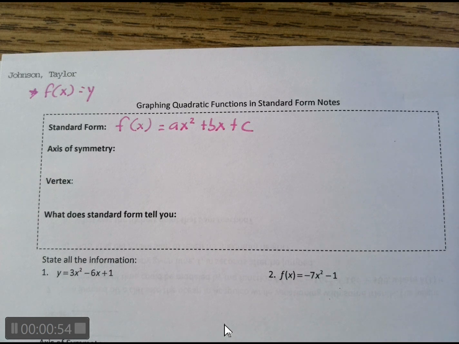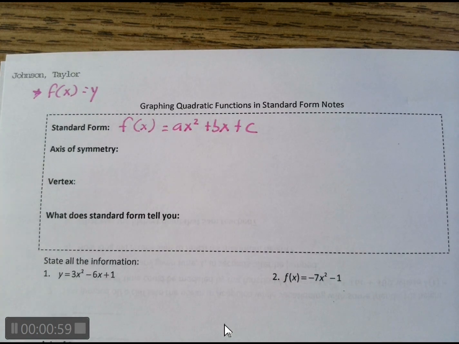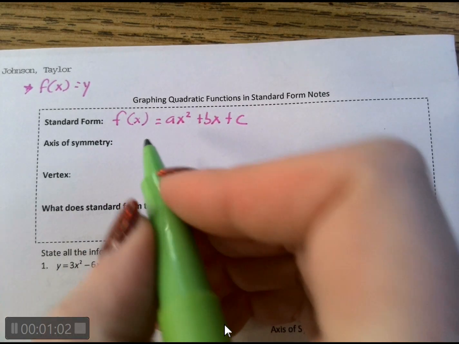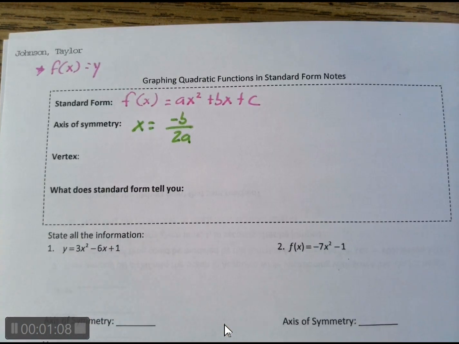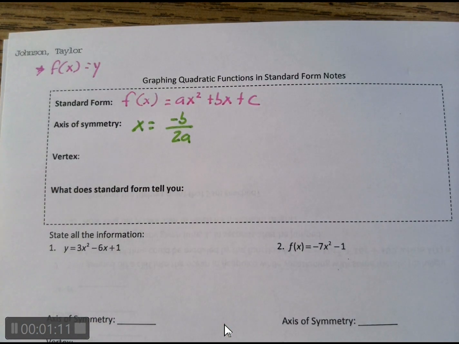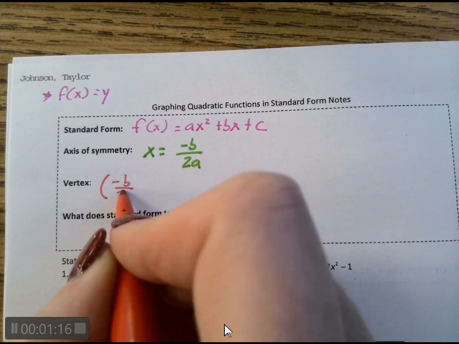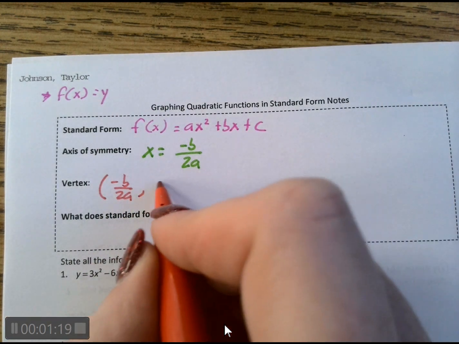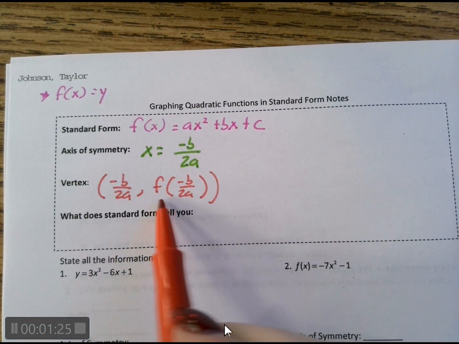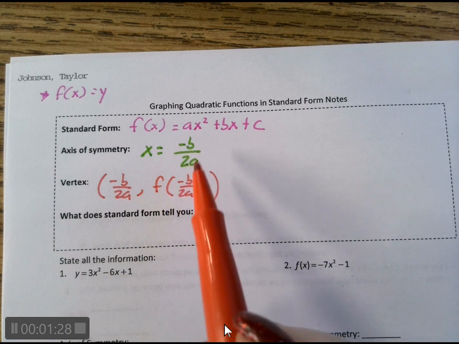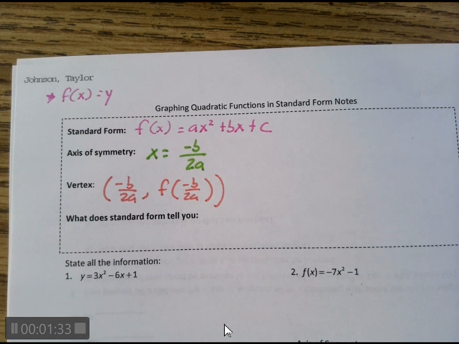To find our axis of symmetry given standard form, we would use the equation x equals negative b over 2 times a. And then to find our vertex, it would be negative b over 2a, and then f of negative b over 2a. And all this means is that once you find your axis of symmetry, you would substitute it into this equation to find your vertex. Alrighty?